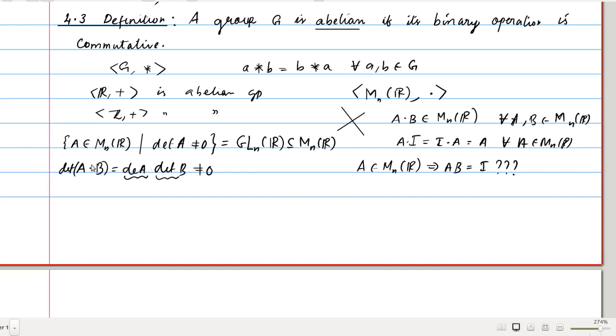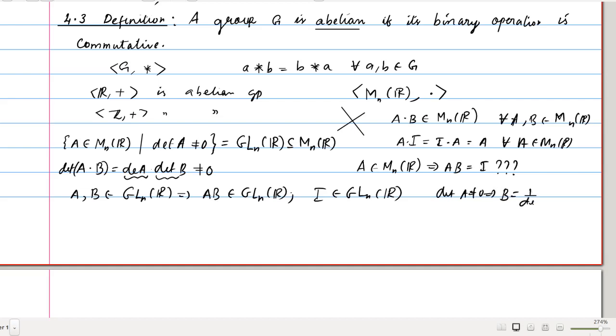Then if we choose any two arbitrary elements A, B belonging to GL_n(R), we have the product AB is itself in GL_n(R), which shows that this multiplication is a binary operation. Similarly, we know that the determinant of the identity element is 1, so the identity belongs to GL_n(R). And here we have inverses for each of these elements, since determinant of A not equal to 0 implies that you can define B equal to 1 by determinant of A into adjoint of A. So if we choose any A belonging to GL_n(R), then you get A into B is equal to identity, which is equal to B into A. This shows that GL_n(R) is a group.